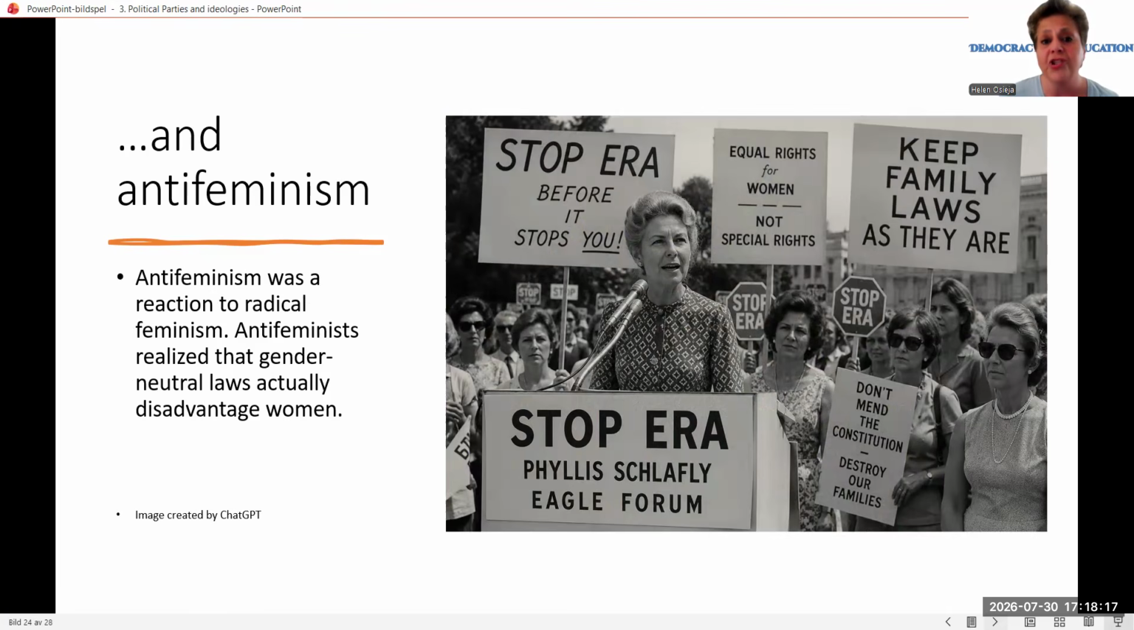And anti-feminism surged as a reaction to feminism. Anti-feminists, such as Phyllis Schlafly, as we see here, realized that gender-neutral laws actually disadvantaged women. They are against the Equal Rights Amendment because they were against women being drafted in the army.